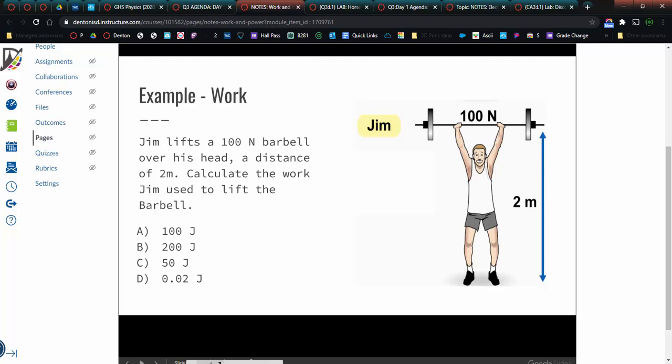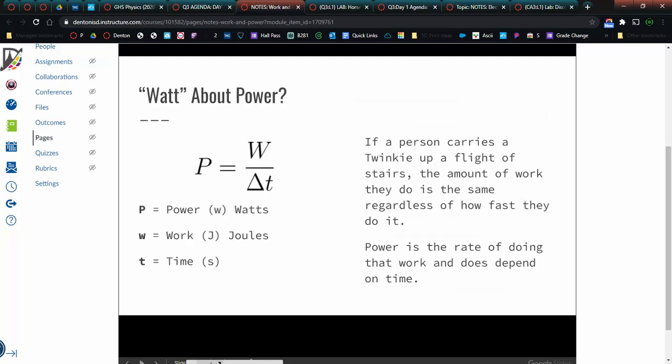This is a problem I could give you on an quiz. Now because this is so simple, I'm going to give you multi-step problems, but you'll find out that they're all pretty similar to this. So you should also be prepared for problems like, okay, if you used 200 joules of work, and you lifted 2 meters, how much does the barbell weigh? So you should be able to go backwards as well. All right, but 200 is the correct answer.